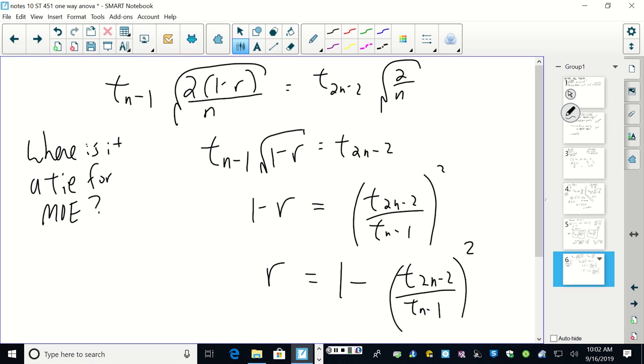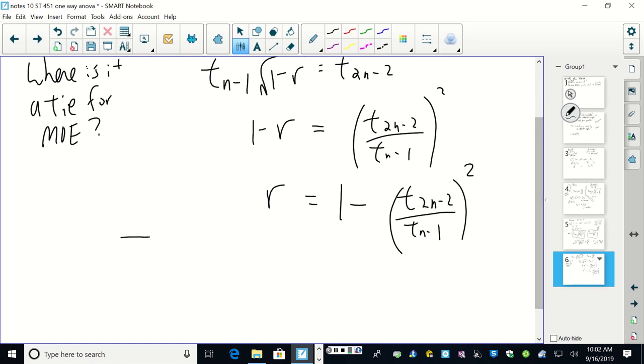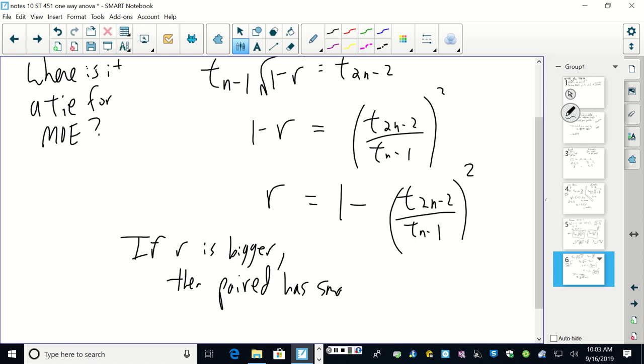If the correlation equals this t ratio, then it's equal margin of error. But if r is bigger, if it gets closer to 1, this size gets smaller, and so the margin of error will be smaller. So if r is bigger, then paired has a smaller margin of error, and it's better.